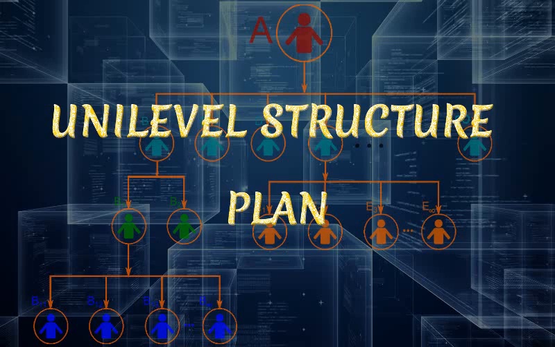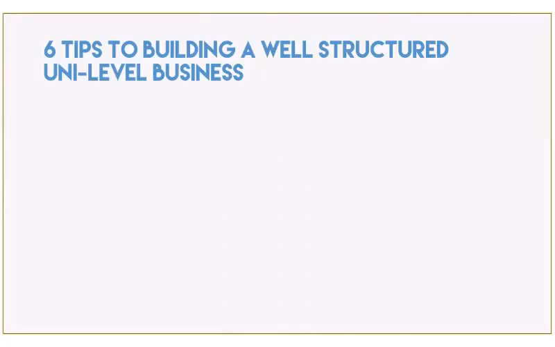The 6 tips to building a well-structured uni-level business are: number 1 is a general rule of thumb you want to always abide by, which is to keep your volume high and tight. What this means is keeping your personal volume, which can come from distributors that you've personally enrolled and of course customers, as near to you as possible within your organization to benefit the most from the volume that they're creating within your group.